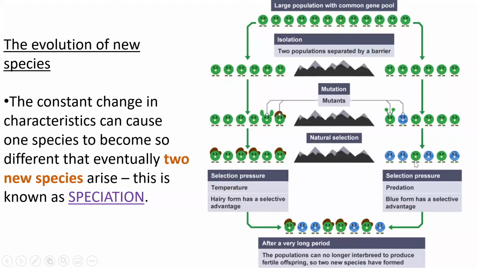Or predation. So for example, the blue ones in this environment could blend in better, and the green ones are picked off, and after a long period of time they become so different, they become a different species.